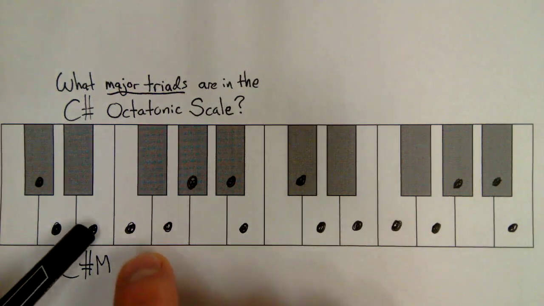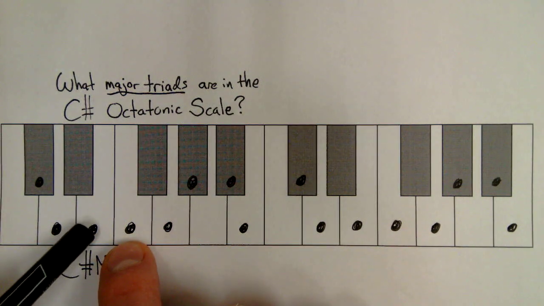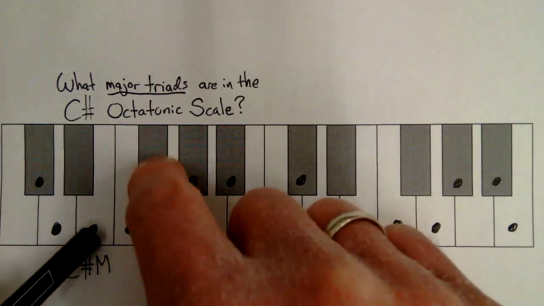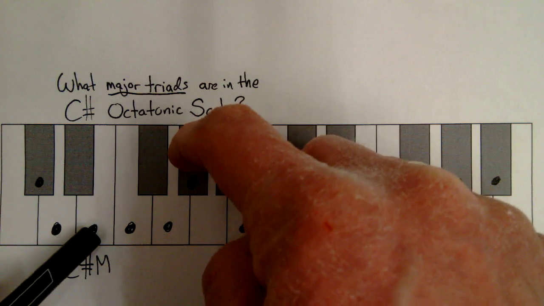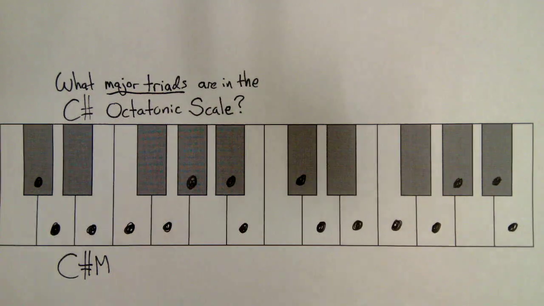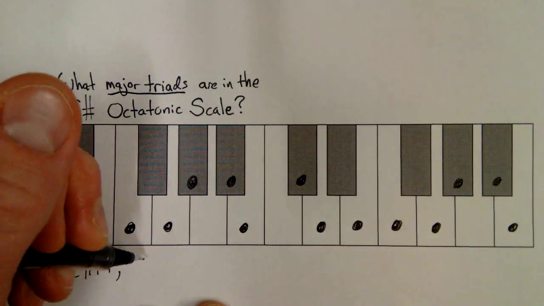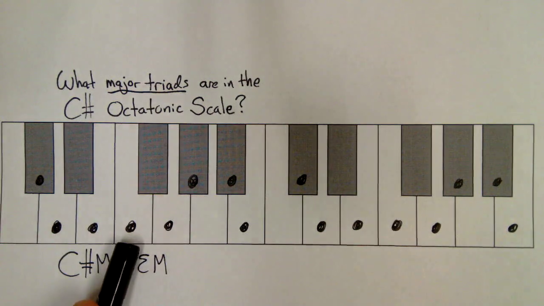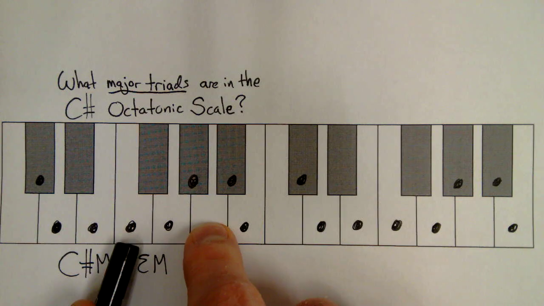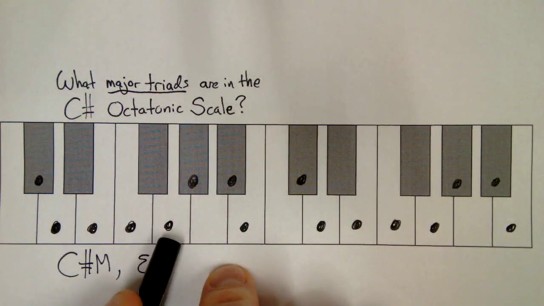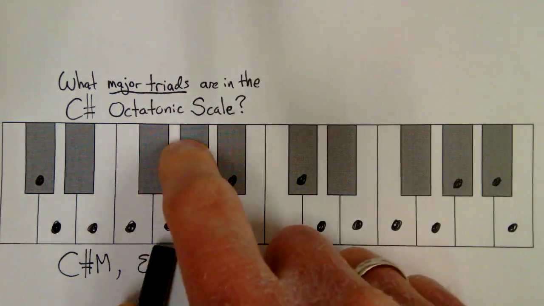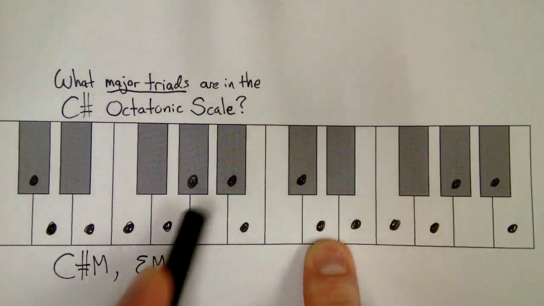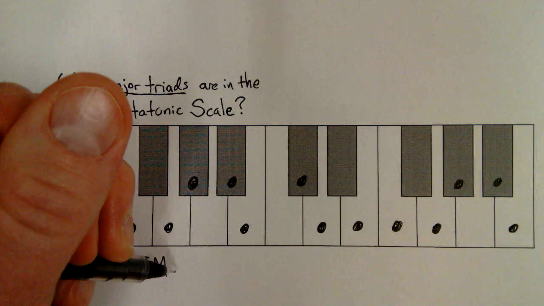Let's start on E. Can we go up 4 semitones and then 3 and get notes of the scale? 1, 2, 3, 4. That's in the scale. Go up 3: 1, 2, 3. That's in the scale. Okay. Let's look at F. If we go up 4, 1, 2, 3, 4. No. Let's start on G. Can we go up 4? 1, 2, 3, 4? Yes. Can we go up 3? 1, 2, 3? Yes. If we go up 4 and 3, we get members of the scale.